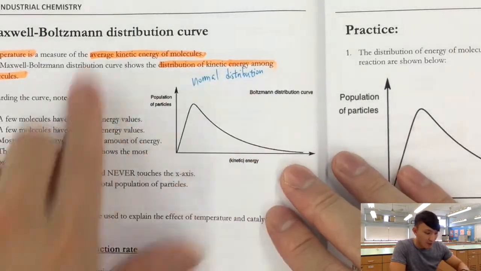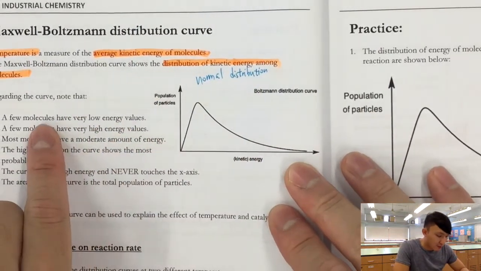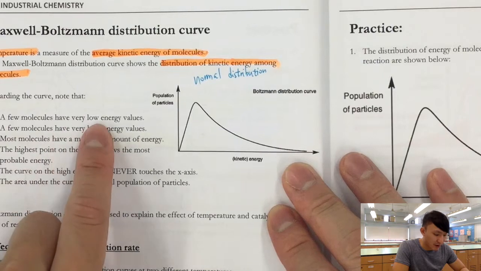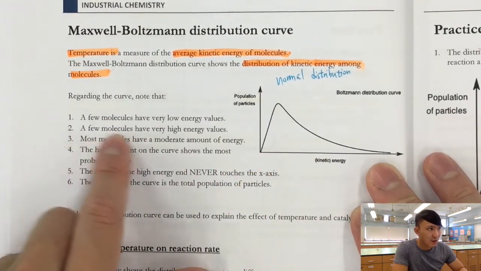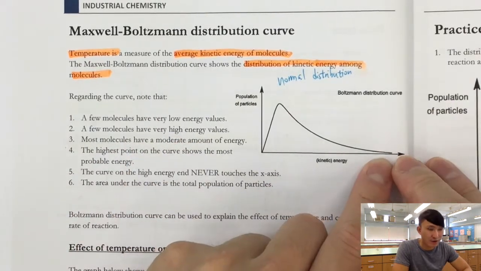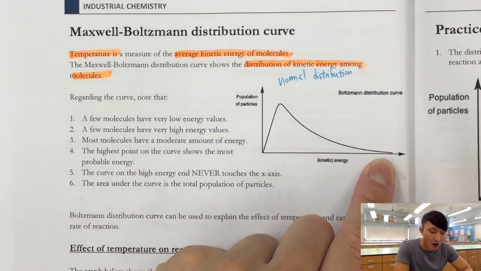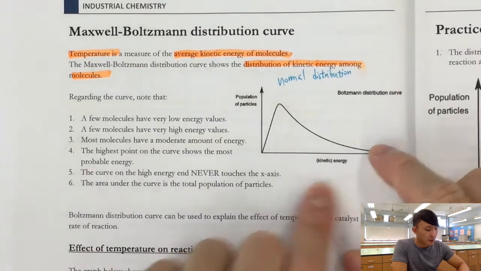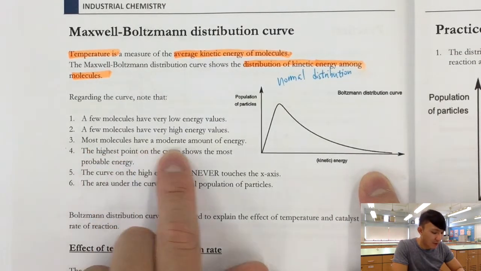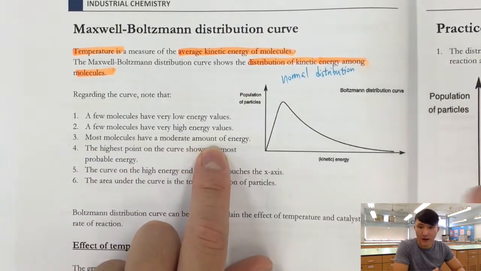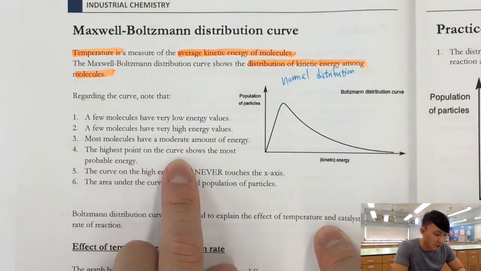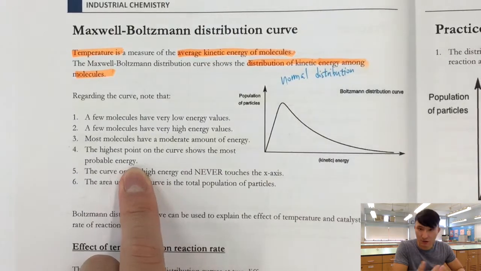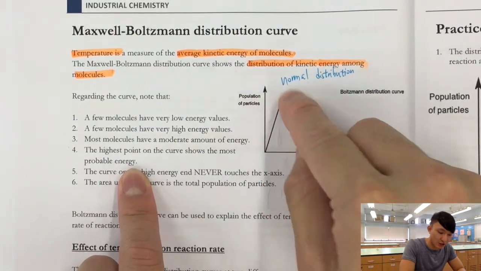Okay, now regarding the curve, notice that few molecules have very low energy values. You can tell, also, few molecules having very high energy values. So like I said, the extremities are often the minorities. Now, most molecules are having a moderate or mediocre amount of energy, as you can see from here. The highest point on the curve shows you the most probable energy. So the majority of the molecules are having such an energy.